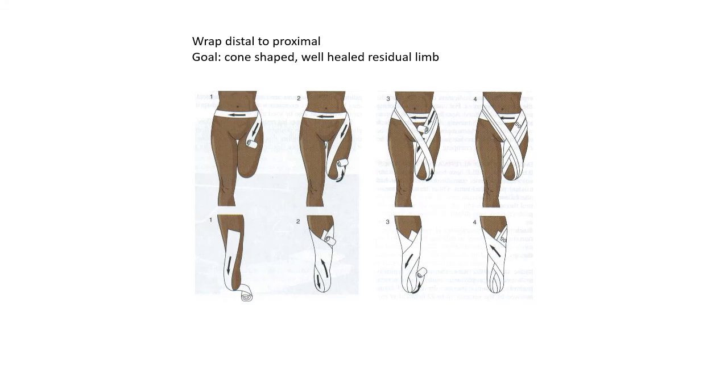This is the picture of how you wrap a residual limb. The first row shows how to apply the bandage on the residual limb of an above knee amputation. The second row pictures show how to wrap a below knee amputation residual limb.